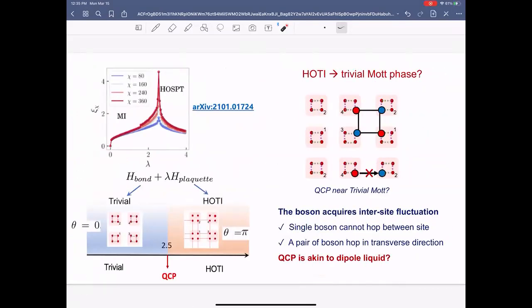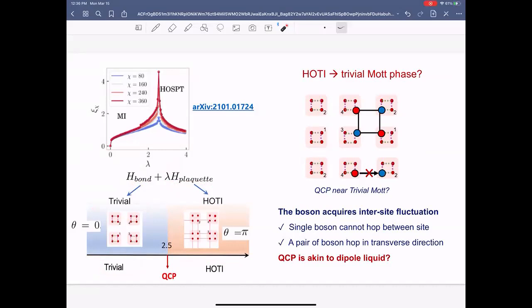And a numerical simulation, which is mainly implemented by Pollmann's group at Technical University of Munich, shows that once we continuously tune this lambda, which is the ratio between the plaquette interaction and bond interaction, it turns out that there exists a quantum critical point, or actually a second order phase transition, which connects the trivial Mott insulator phase and the higher order topological insulator phase. So this is a phase transition point which connects two phases with the same symmetry pattern.